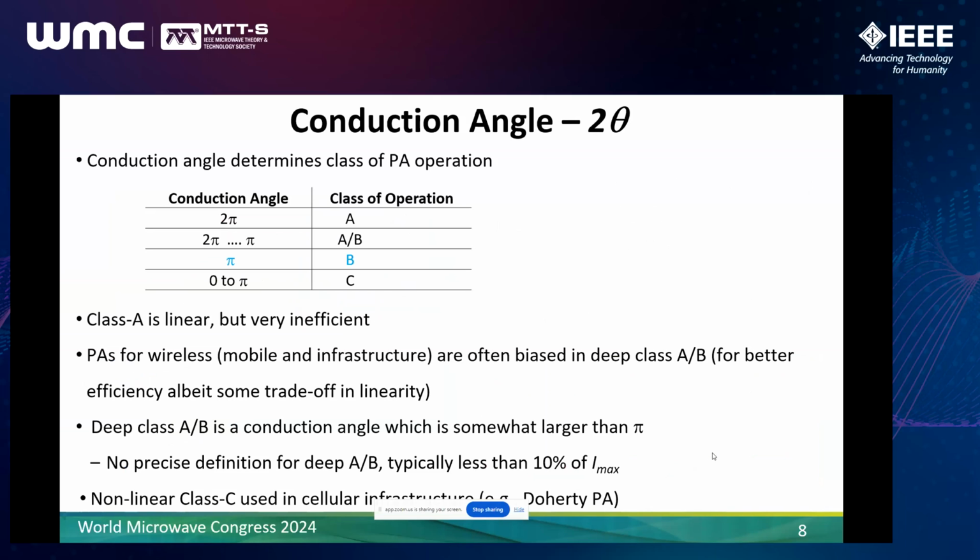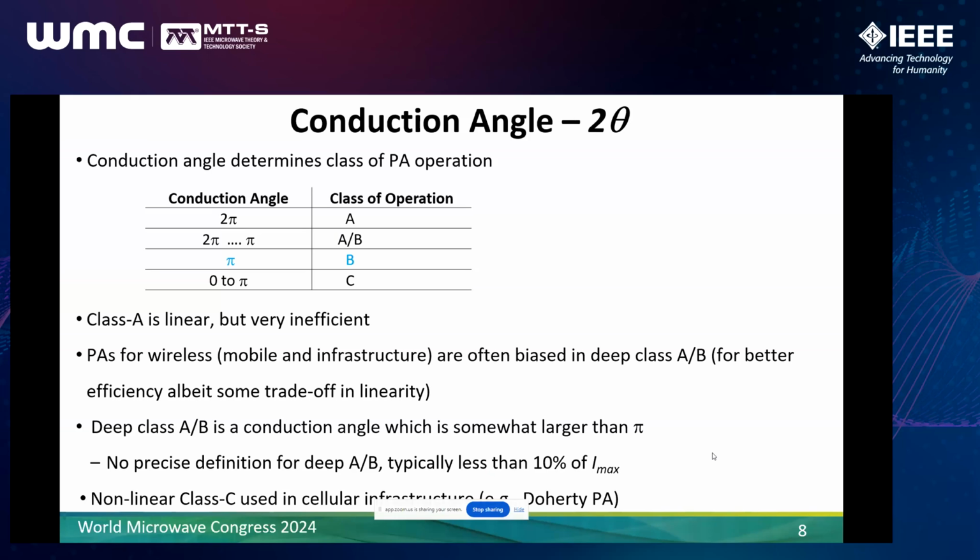So the conduction angle determines the class of PA operation. A 2 pi, a full sinusoid, is defined as class A. Between a full sinusoid and a half rectified sinusoid is AB. B is the half rectified current waveform, and anything less than pi is in class C.